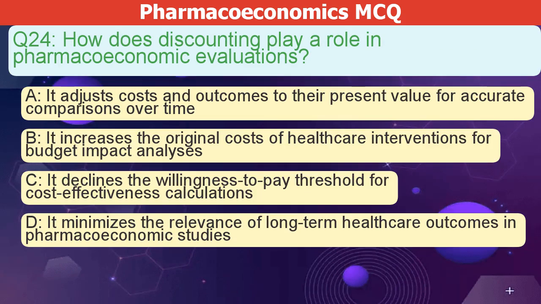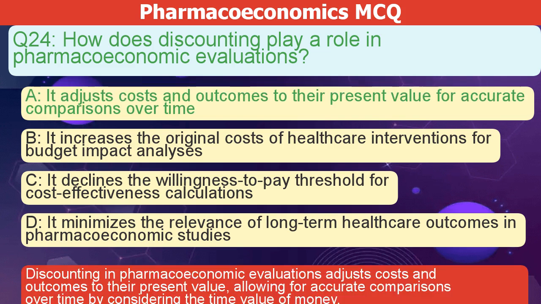How does discounting play a role in pharmacoeconomic evaluations? A. It adjusts costs and outcomes to their present value for accurate comparisons over time. B. It increases the original costs of healthcare interventions for budget impact analyses. C. It declines the willingness to pay threshold for cost-effectiveness calculations. D. It minimizes the relevance of long-term healthcare outcomes in pharmacoeconomic studies.